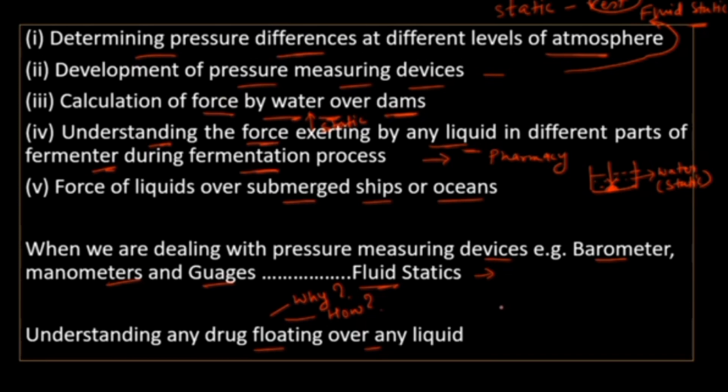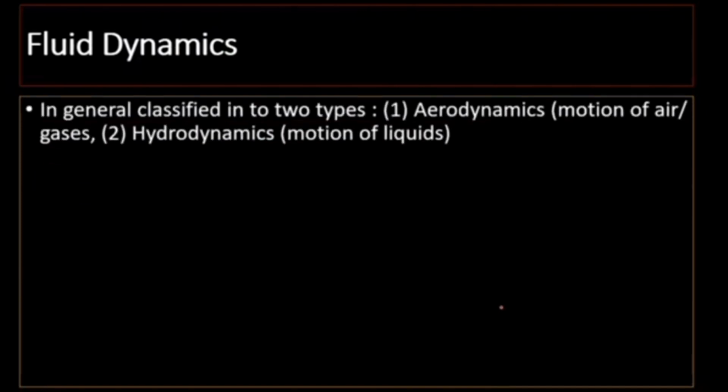Now let us understand fluid dynamics also. The fluid dynamics that we have already discussed is related to the motion of fluids, and it is generally classified into two types. The first one is aerodynamics. By name itself, you can easily understand what kind of science it is. This is related to the motion of air and gases. And the other classification is hydrodynamics, which is related to the motion of liquids.